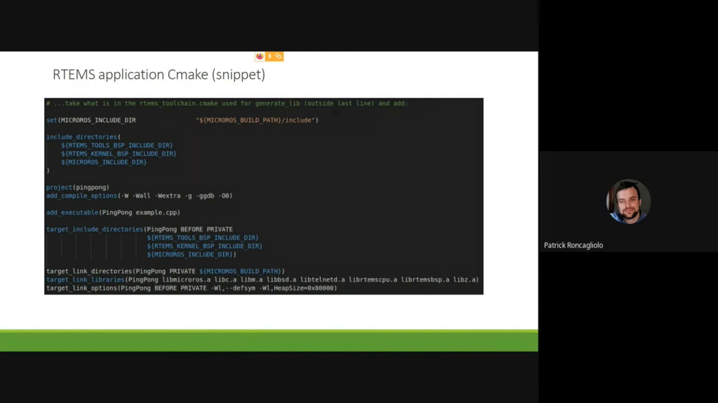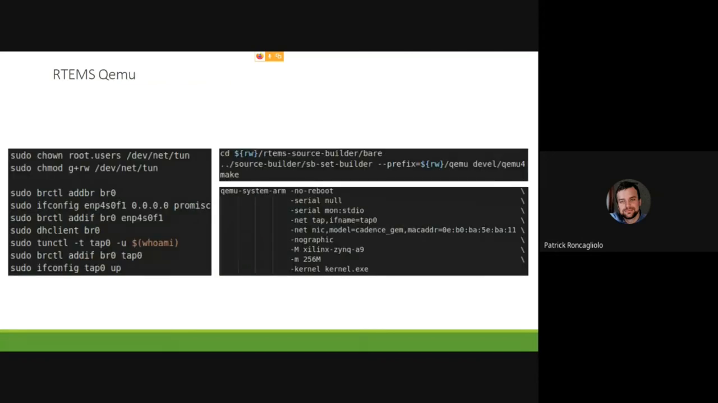This is just the continuation of the previous CMake section, but to compile the demo application. So as a plain regular CMake app, you specify the target, you specify the compiler options, you link against both RTEMS libraries and micro-ROS libraries, and then you specify the set of libraries to link with. And this is how I set up the virtual network on the host. There is a TAP network with a bridge merging my Ethernet interface with the TAP network. And on the right, you can see on the top how easy it is to build the QEMU emulator with RTEMS tools, and how to run it on the command line to set up both serial and networking.